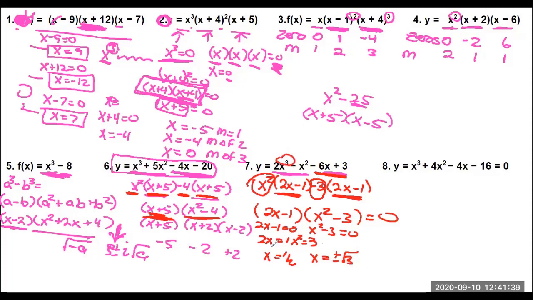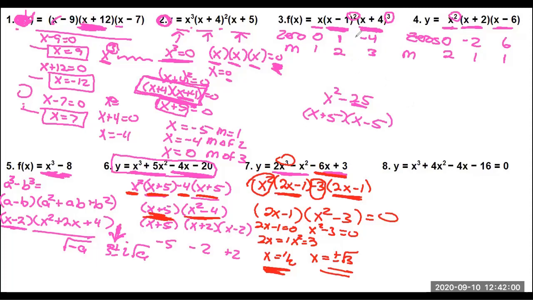This has got a power of 3. It should have 3 zeros. There's one of them, and then the other one is positive square root of 3, and the other one's negative square root of 3. There's 3 altogether. 3 numbers that if I plug it into the original is going to cause it to equal 0. Or if I graph it, cause it to be on the x-axis.